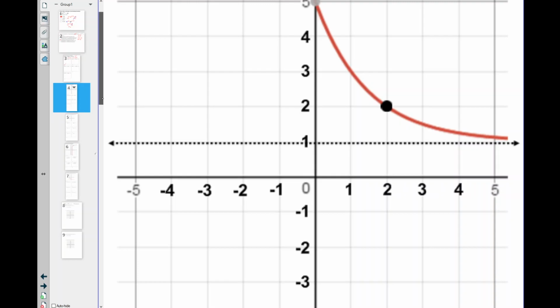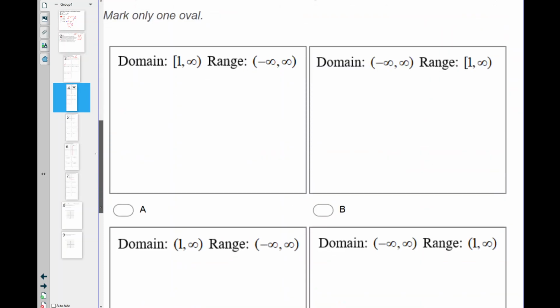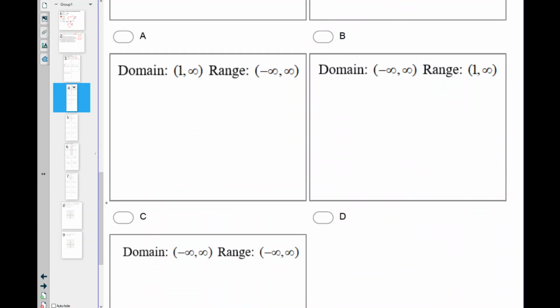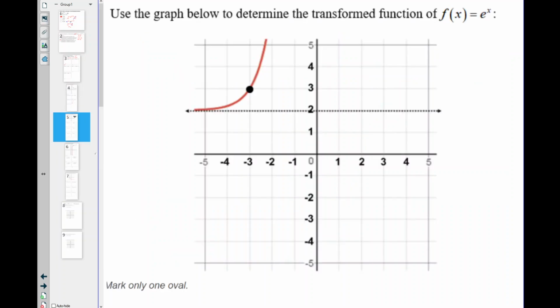How about the range? From 1 to positive infinity. So let's see which one of those says that. Domain all real numbers. But it's not going to touch 1, so it can't be B. So it looks like it would be D. These are just the ones that were missed the most.